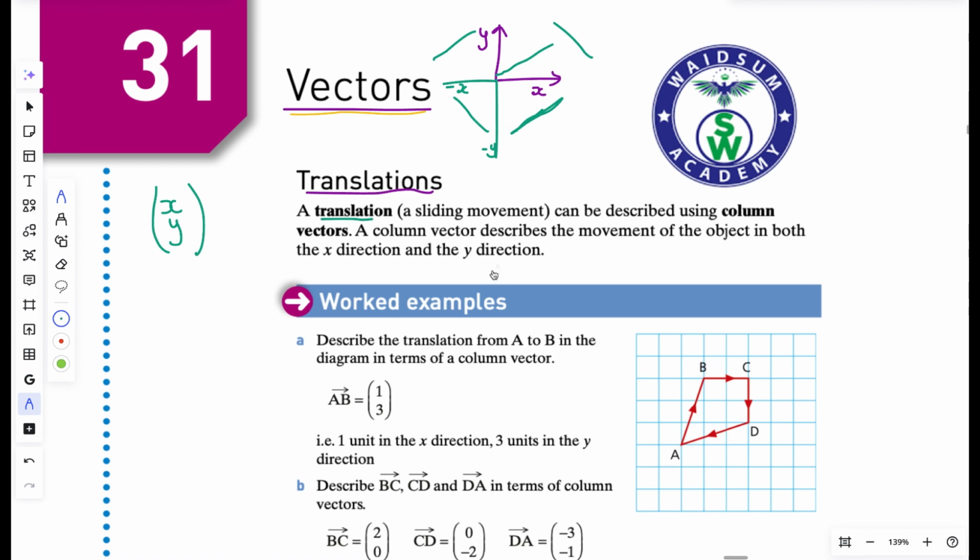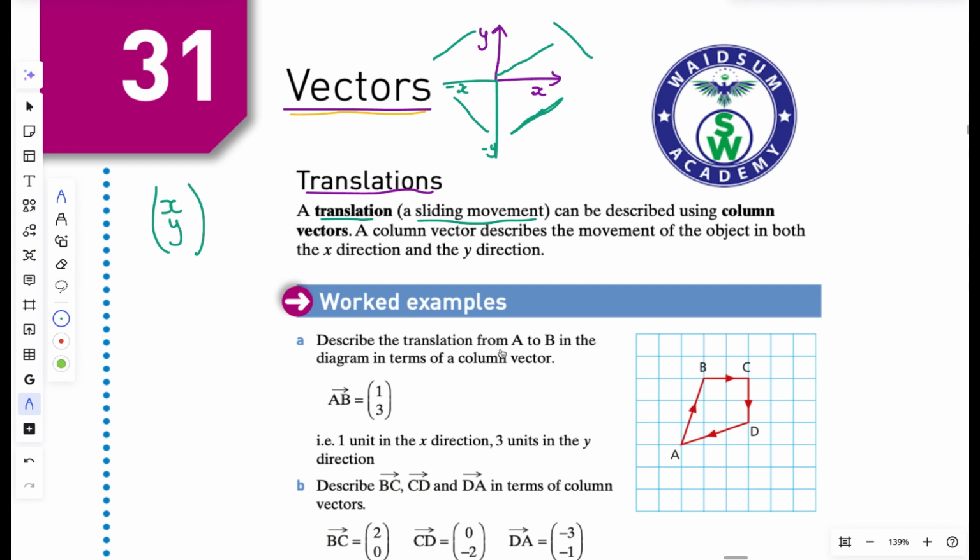That's what vector is all about. Vector is about movement. Either you're moving in a horizontal manner, or in a vertical manner, or in both x and y axis directions. Is that okay? So translation is simply a sliding movement in the plane geometry, in the x and y direction. Now let's take a look at a basic example.